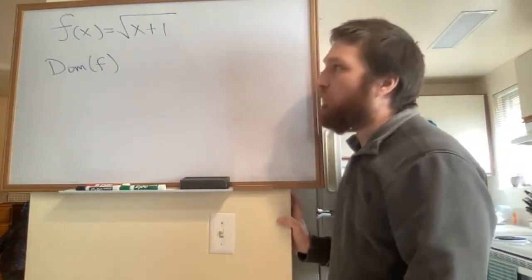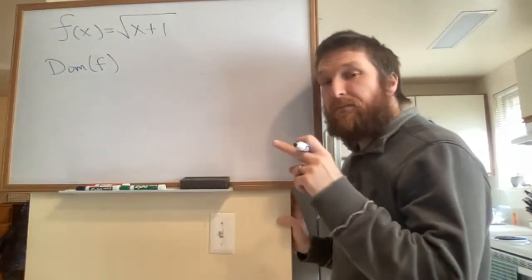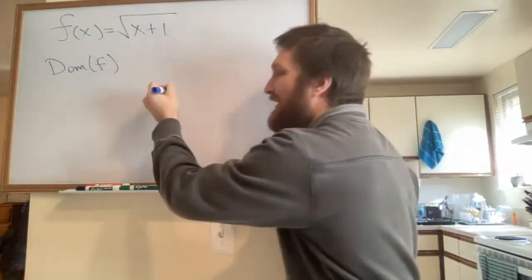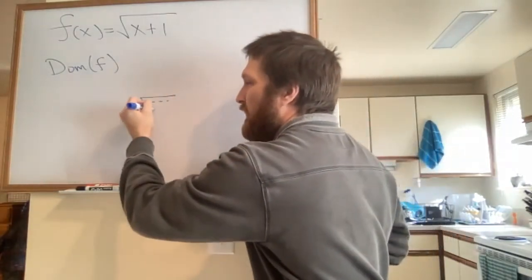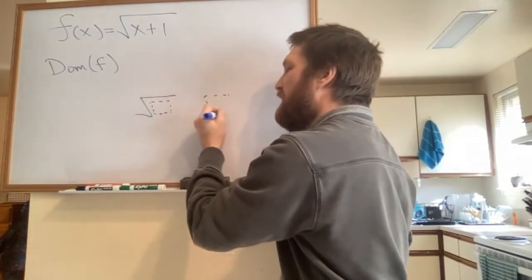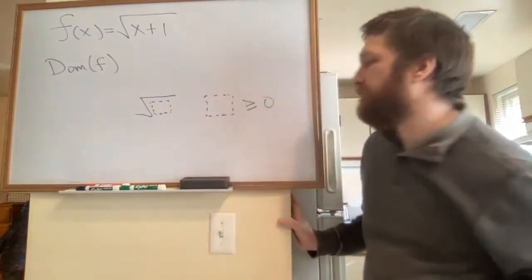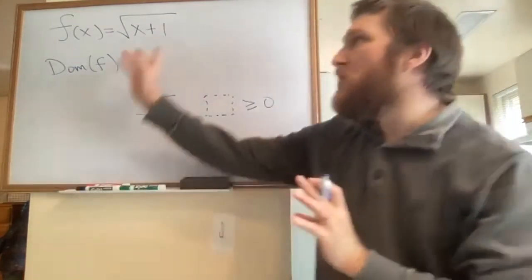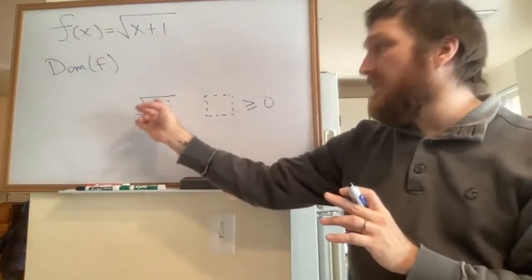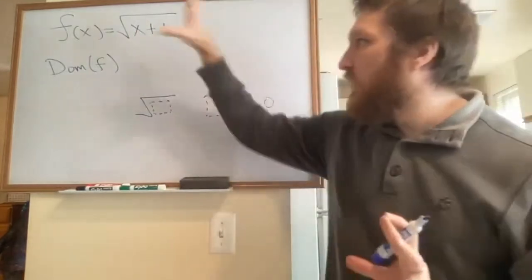What are my possible problems here? Well, I have a square root. I know that whatever I put inside a square root, that thing has to be bigger than or equal to 0. And that makes sense, right? You can't plug in negative numbers. You could plug in a 0, that's fine. Any positive number is fine. So this is kind of what goes through my head.